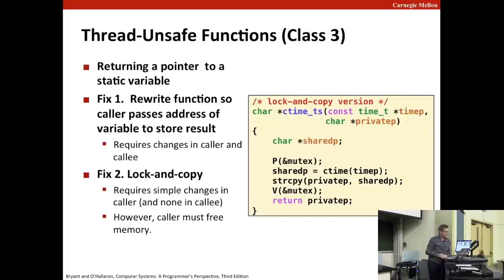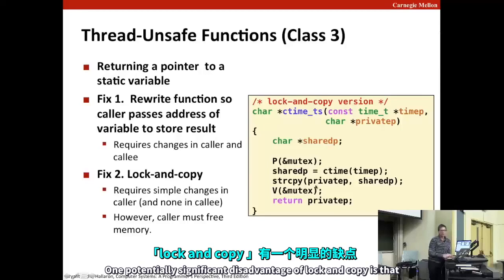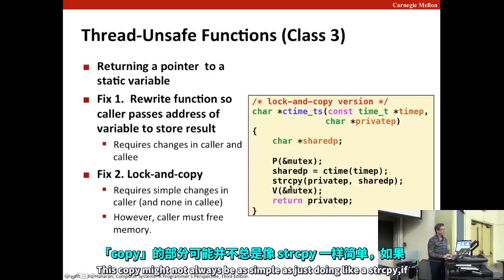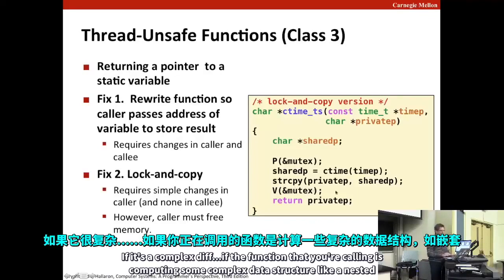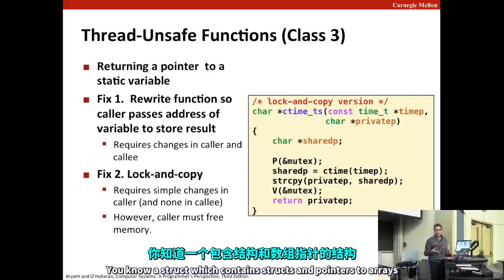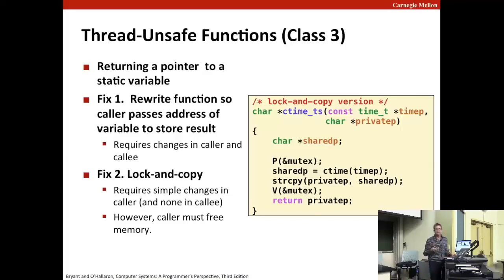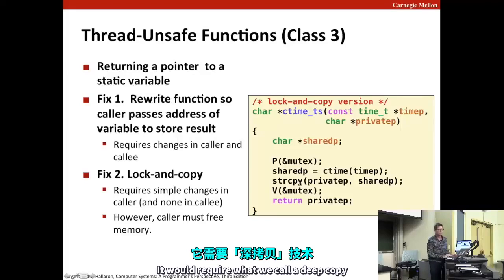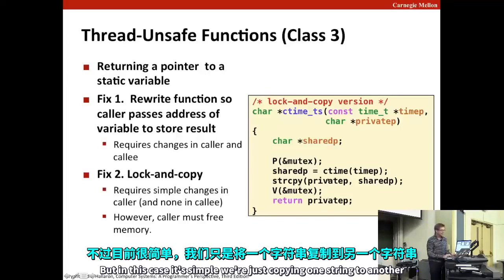Okay, now one potentially significant disadvantage of lock and copy is that this copy might not always be as simple as just doing a strcpy. If the function that you're calling is computing some complex data structure, like a nested struct which contains structs and pointers to arrays, then this copy can get quite complicated, right? It would require what we call a deep copy. So that can be very difficult too. But in this case, it's simple.